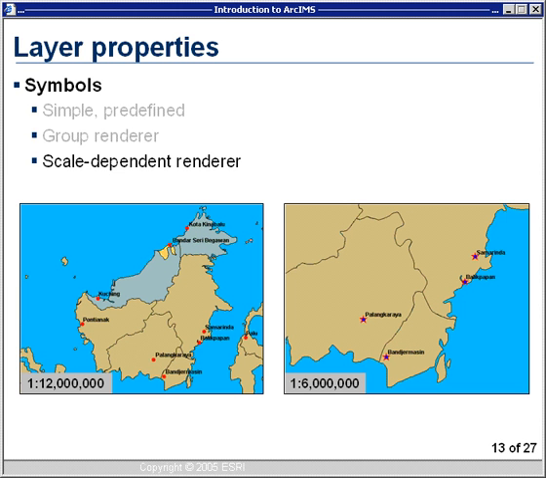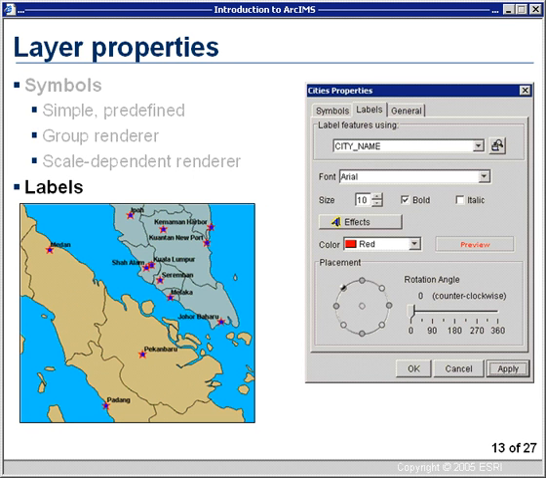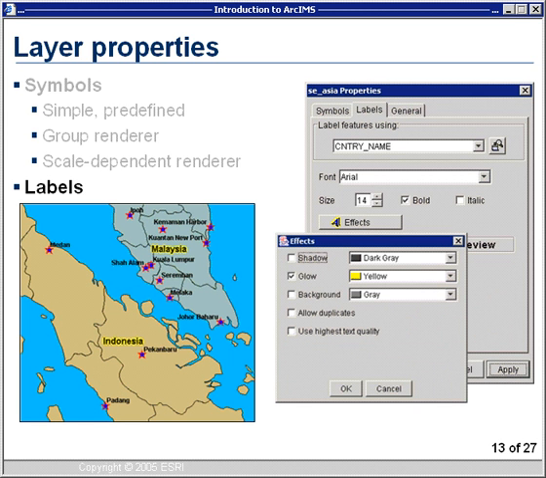Another option for rendering is to use a different symbol depending on the display scale of the data. You can see here that as we zoom into the data, the symbol for the cities will change. The use of labels on a map is very important to the overall effect. We can label our features very simply using font type, size, and color, or we can get more complicated by adding in various different effects, angles, symbols, and font changes.